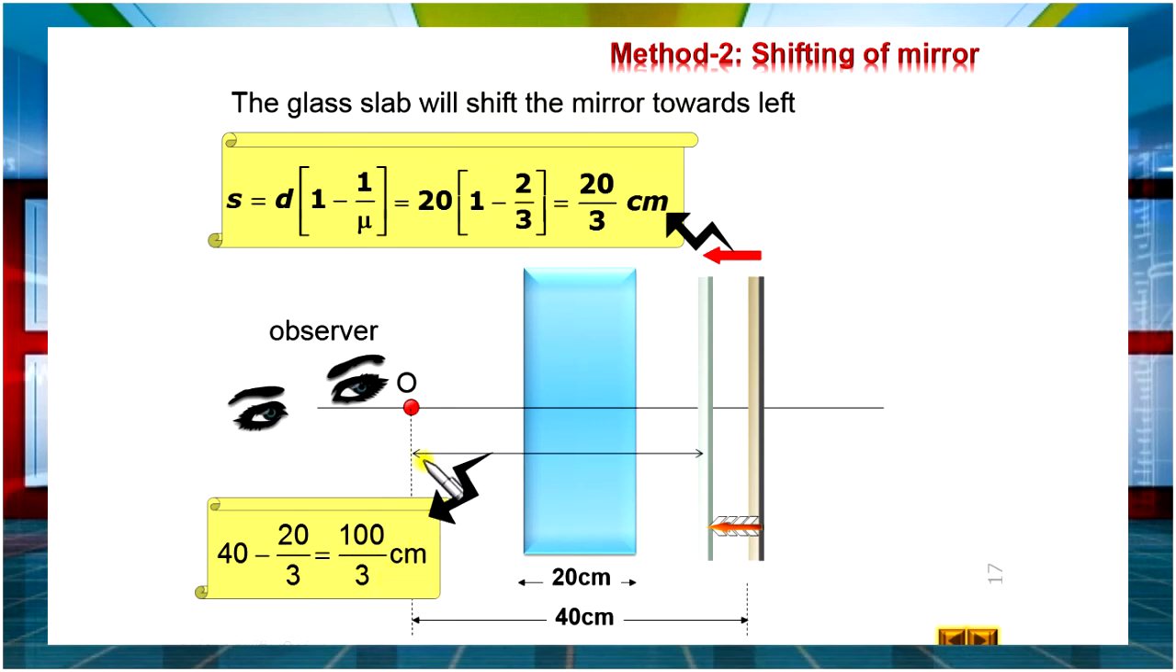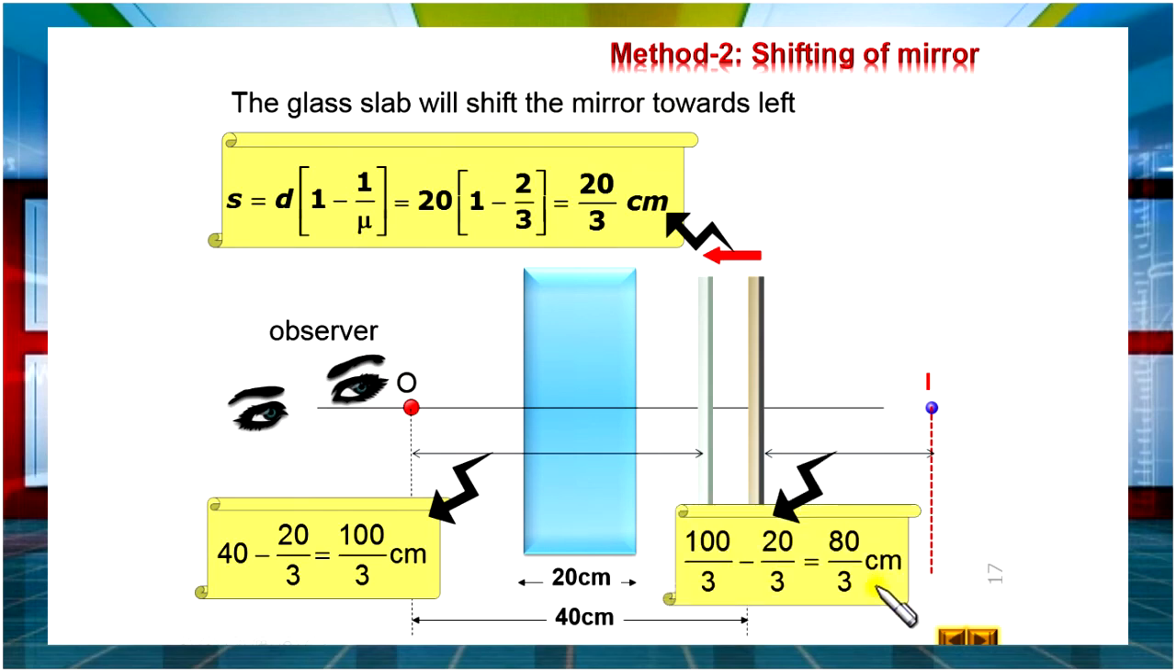And we know in the case of image formation from a plane mirror, the distance of the object from the mirror is equal to the distance of the image from the plane mirror. So the image formed by this mirror should be at a distance of 100 divided by 3 centimeter in the backward direction, from this position to this position. But we know this distance is 20 divided by 3. That means the distance of the final image from the real mirror should be equal to 100 divided by 3 minus 20 divided by 3, that is 80 divided by 3 centimeter.